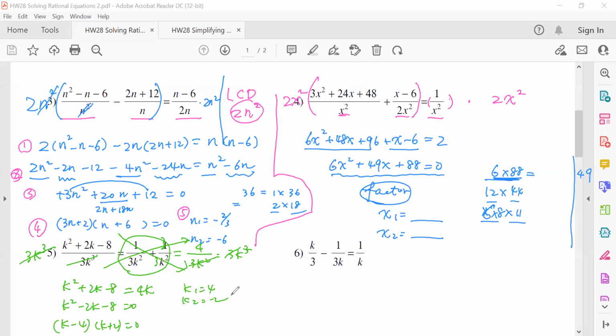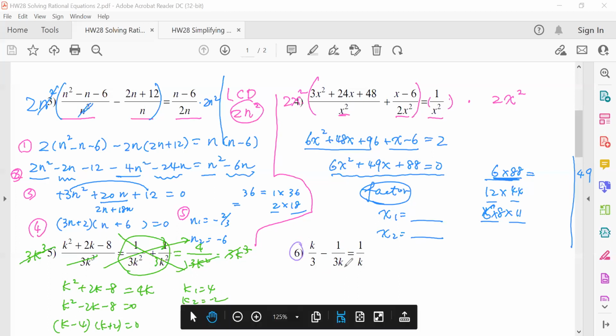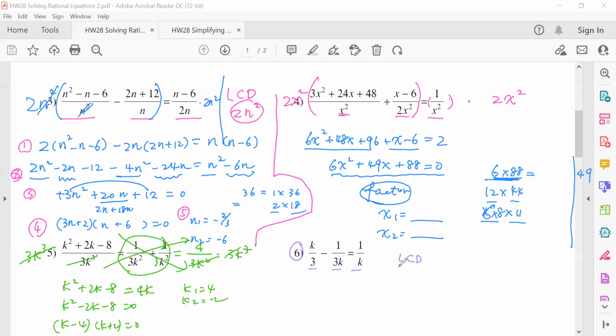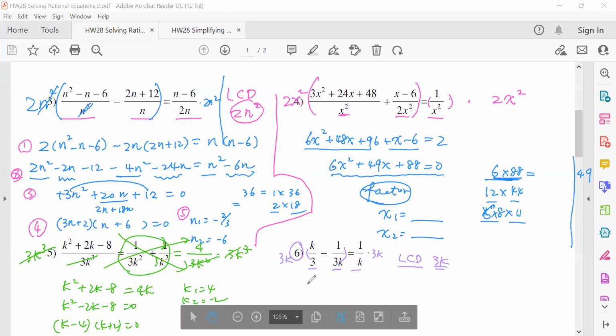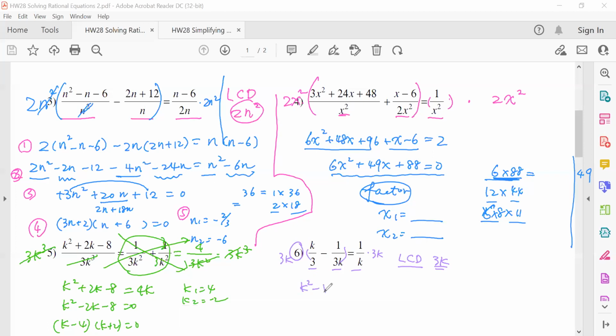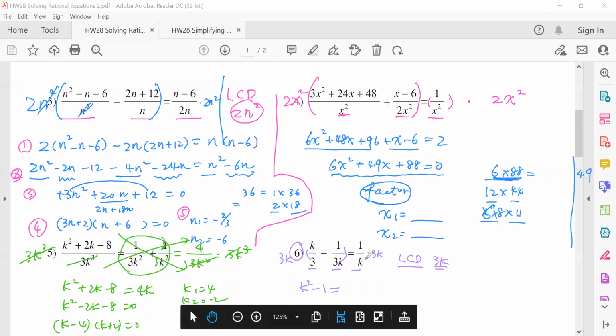Let's go next one. Number 6. Number 6. We combine left. We find the least common denominator, actually it is 3k, right? So both sides times 3k. All right. So on the left here is k squared minus 1 equals 3, right? Okay, so you can get k squared equal 4. K equal plus minus 2, the 2 of them.